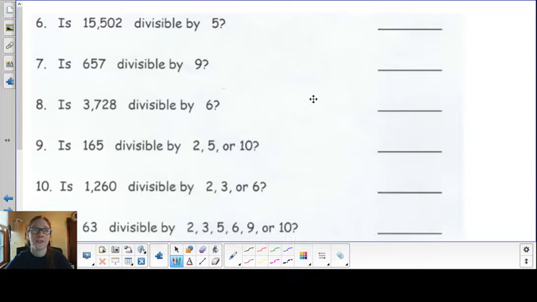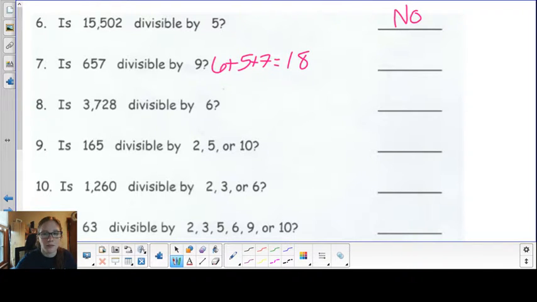Alright, number 6. Is 15,502 divisible by 5? Nope. 657. So 6 plus 5 plus 7. 6 and 5 give me 11, plus 7 more is 18. Is 18 divisible by 9? Yes, it is. So then 657 is divisible by 9.